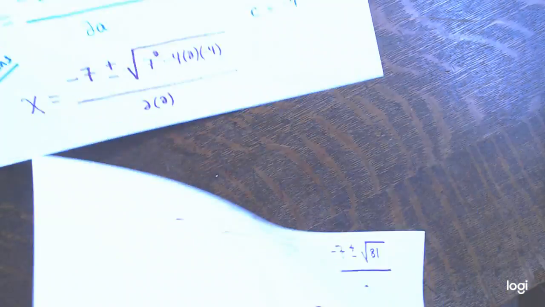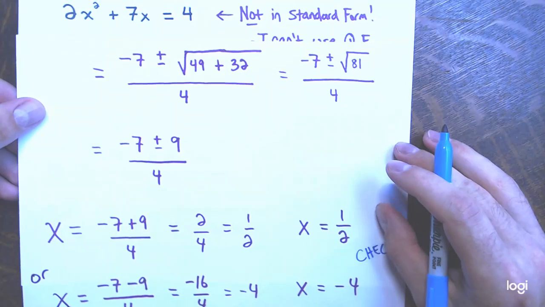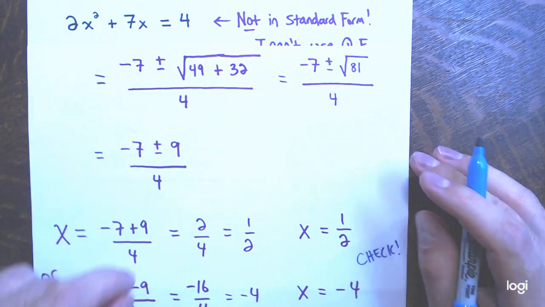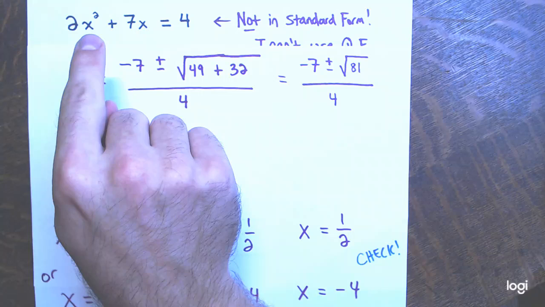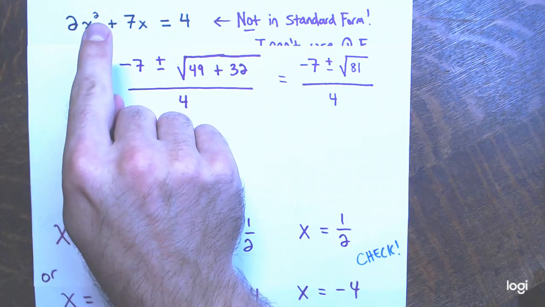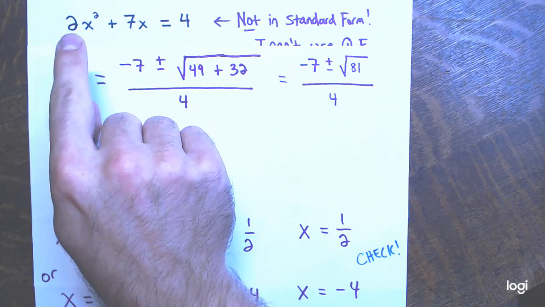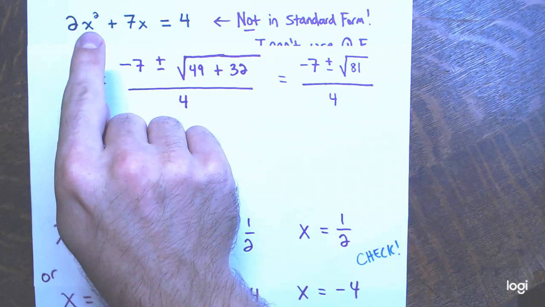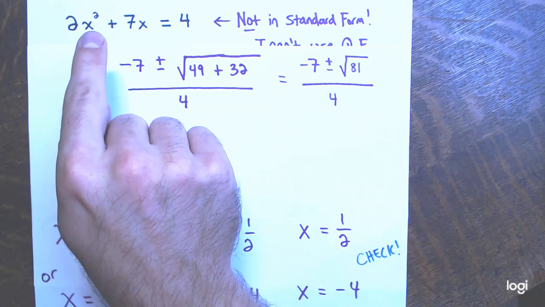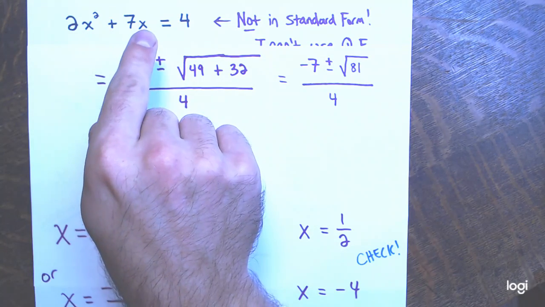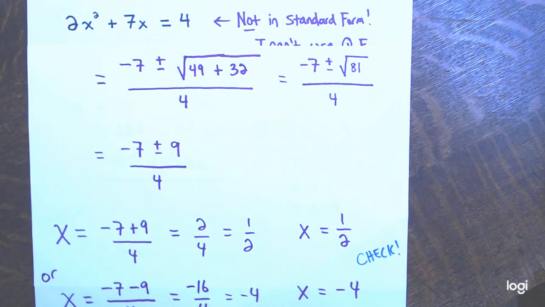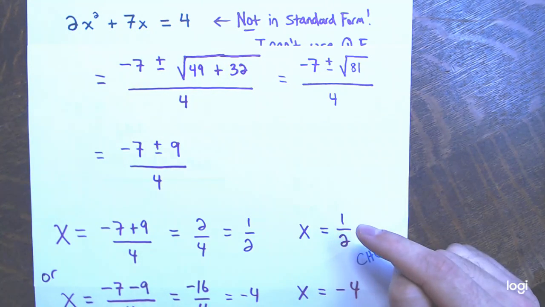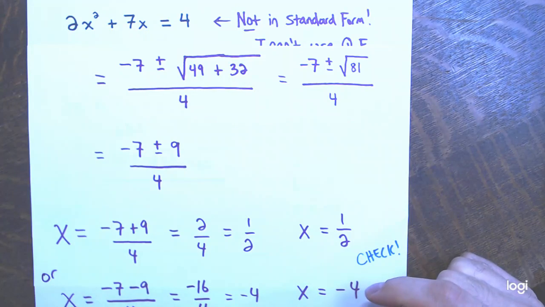Now the original equation looked like this. All right, 2x squared plus 7x equals 4. Try the half. I can do the half out loud pretty quickly. Put in a half for x. 1/2 squared is 1/4. 2 times 1/4 would reduce to 1/2. That'd be 2/4, 1/2. And then 7 times a half would be 7 halves. 1/2 plus 7 halves is 8 halves. 8 divided by 2 is indeed 4. 1/2 works, and trust me, -4 will also work.